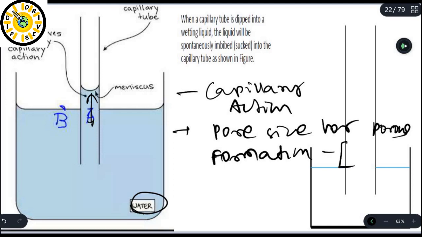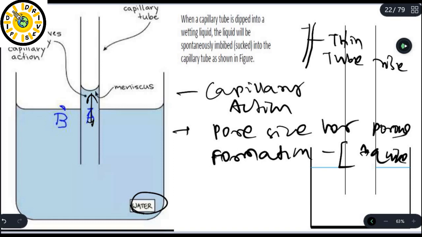Okay, in case of the aquifer, right, thin tube, and also this radius matters, right? So in a thin tube the capillary rise will be more, no? Capillary rise will be more.